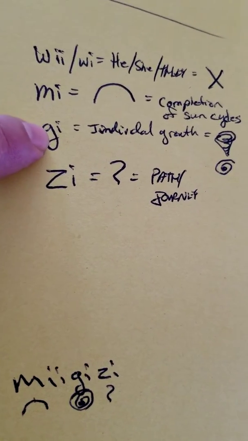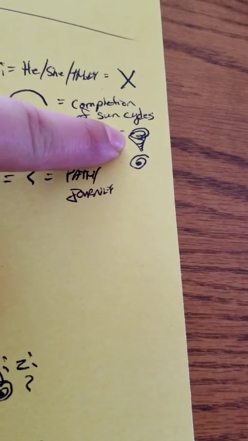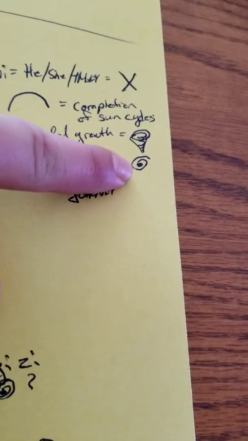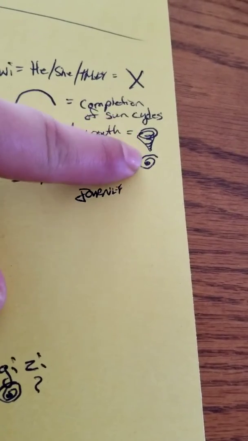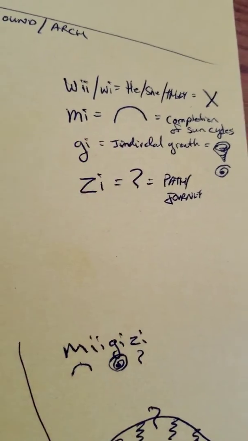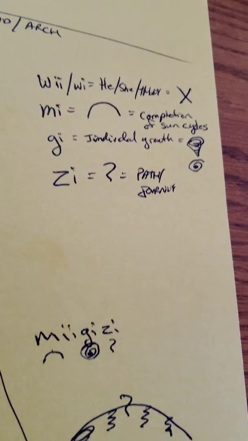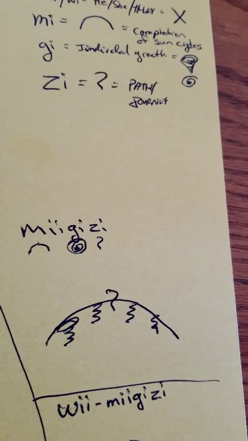But me, gi. See the individual growth. There's this side view, and then there's a bird's eye view. Side view, like a tornado, bird's eye view, okay? Z is always that little squiggly, like a path. So you have a path of journey. So that's megazin, eagle. You take these symbols, you combine them, just like what we were talking about over here.